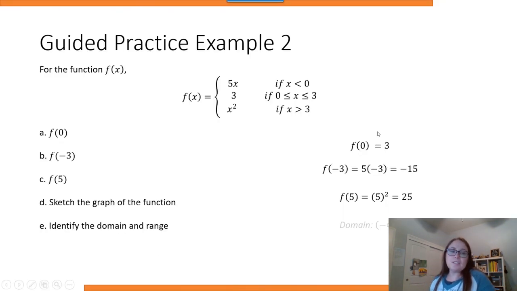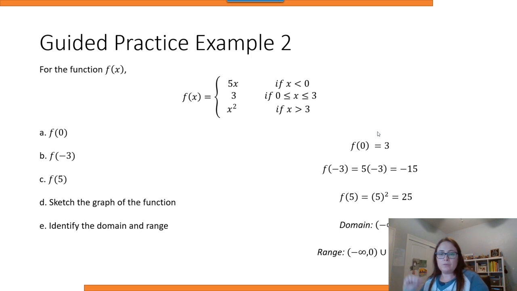So if you want to see what that looks like, the domain's everything, negative infinity to infinity, and the range is going to be negative infinity to 0, and I did not include 0 in that, and then 3 to 3, and then 9 to infinity would be my range. Okay, that's how piecewise defined functions behave.